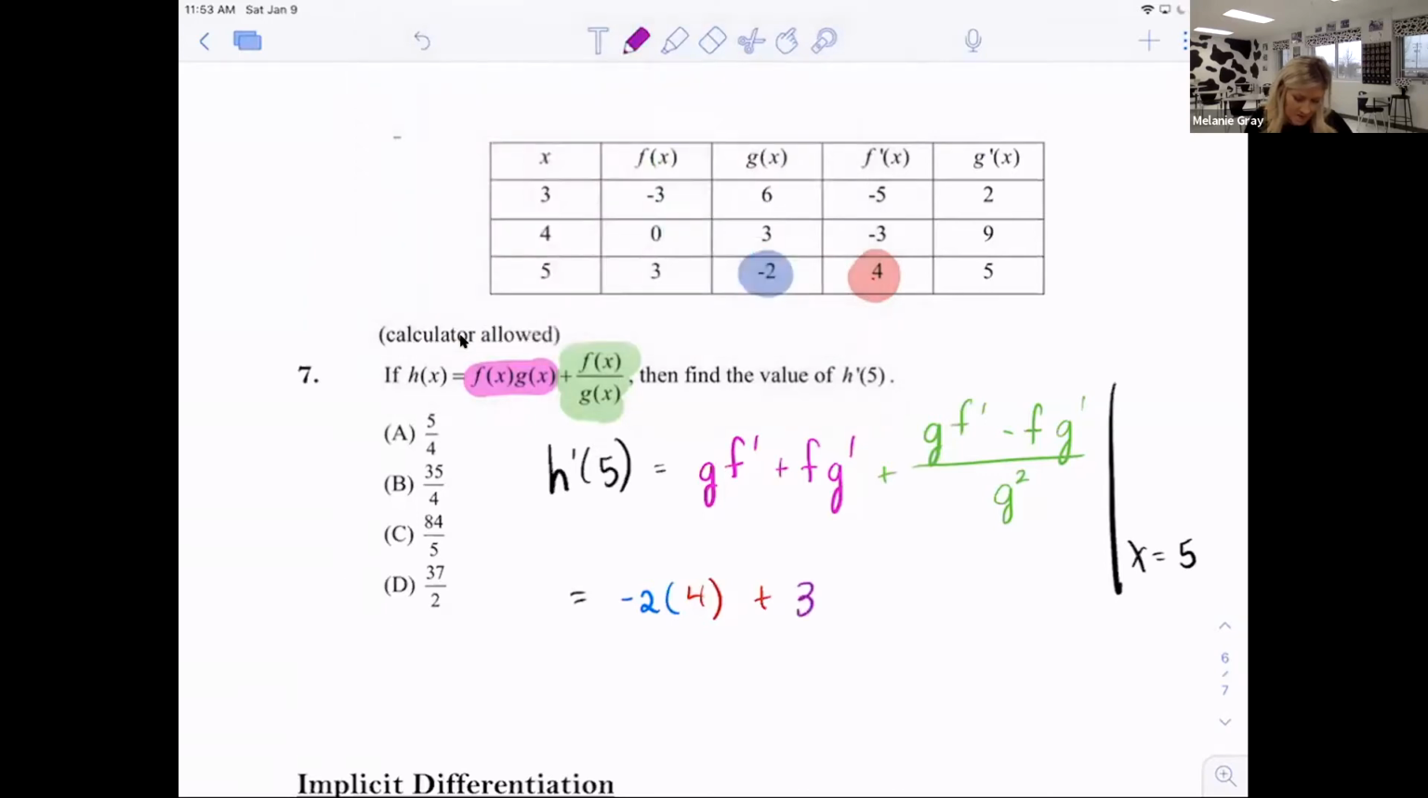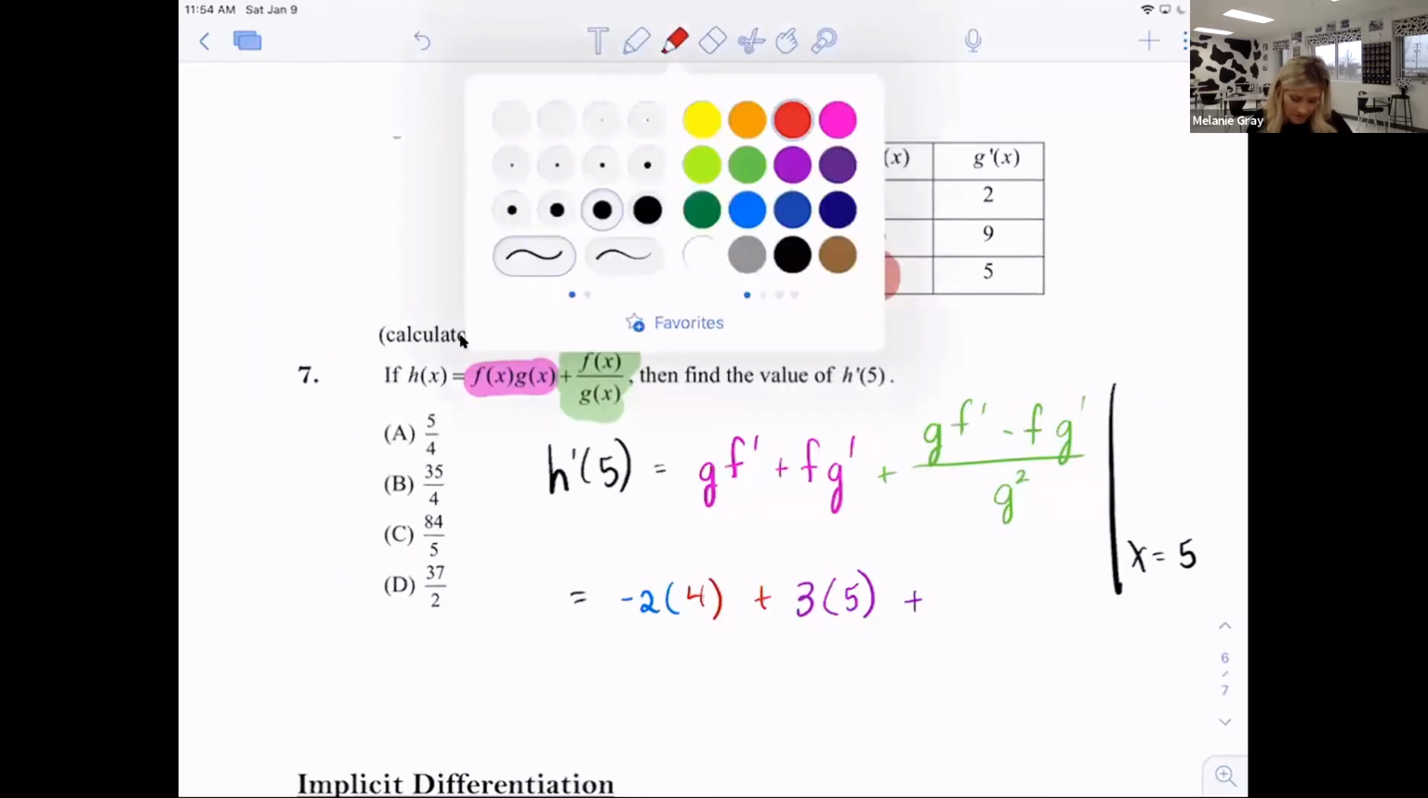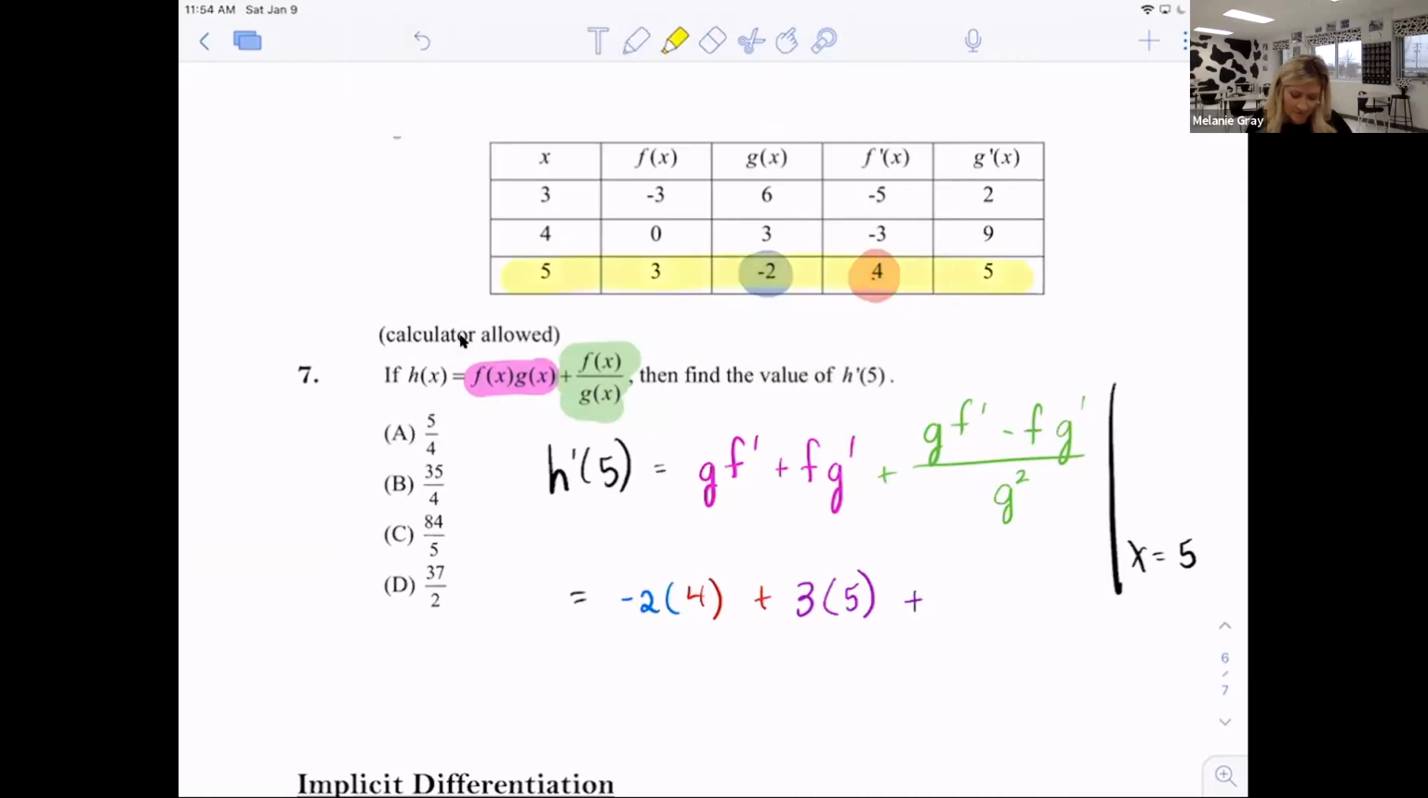And then g prime of 5 is 5. And I'll go ahead and finish that out. So notice that we're only using this last row here where x equals 5. You're given more information than you need. So you can kind of block out the row for x equals 3 and x equals 4 in this case.